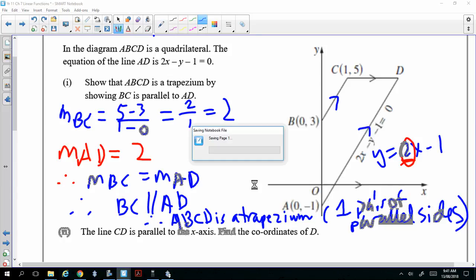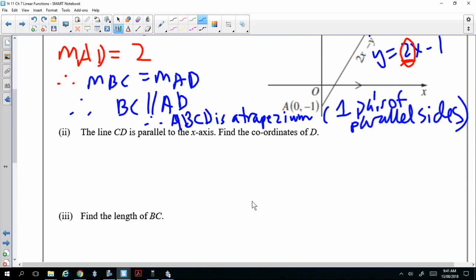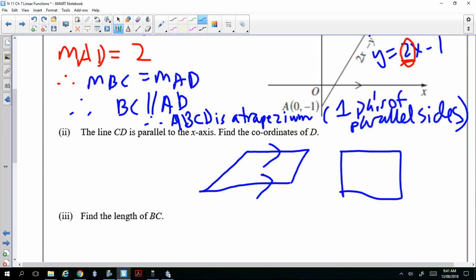It has to be. Trapezium doesn't have to. That's a trapezium. It can be called trapezium. Yeah, it can still be called trapezium. Yeah, but trapezium is not rectangle. Okay, let's move on.